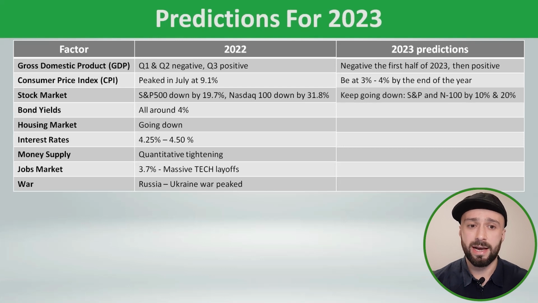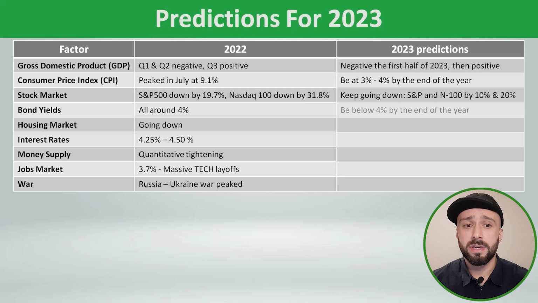The stock market, I think the stock market will keep going down, at least in the first half of the year. I believe the S&P 500 may go down by 10%. I believe also that the Nasdaq might go down even by 20%. And I believe these are worst case scenarios.